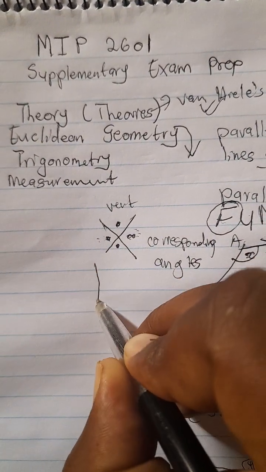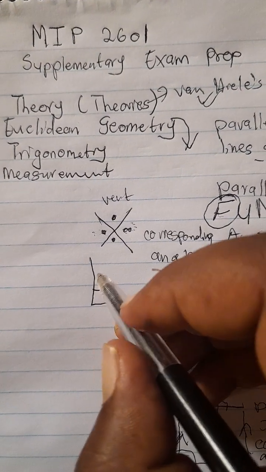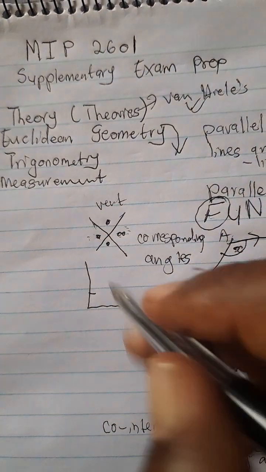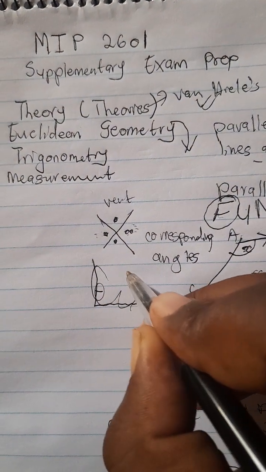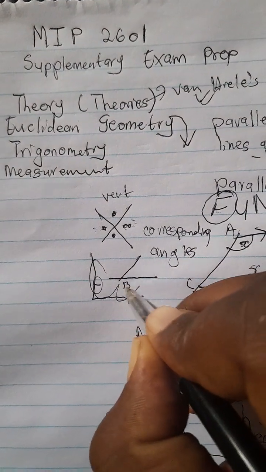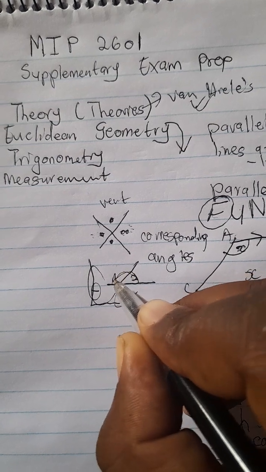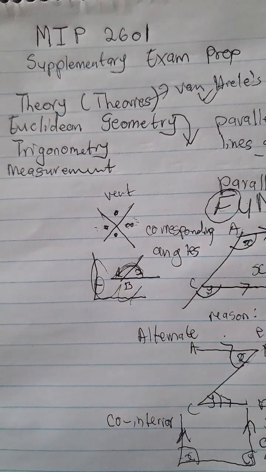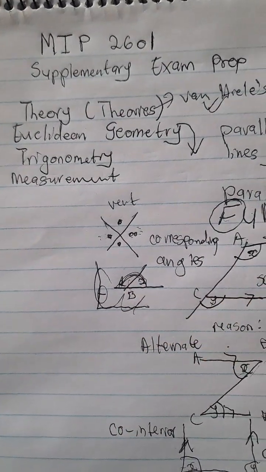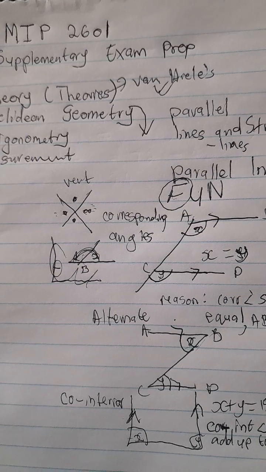Or they can ask you about co-interior, all right, which one forms 90 degrees. But besides that, let's talk about this one. Let's say it's B1, B2. So these angles, they're on the same straight line and they add up to 180. So they can ask you about supplementary angles. We call them supplementary angles, right?